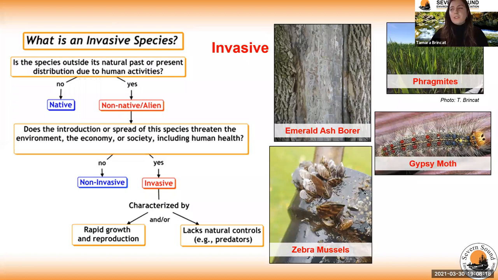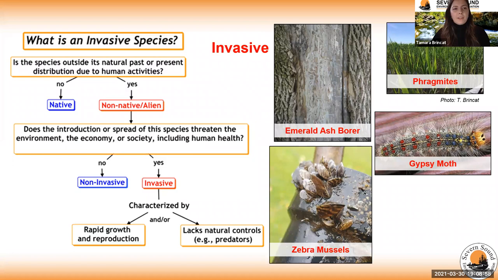So to give you some context, invasive species are any organisms that have been introduced outside of their natural or past distribution, and they threaten the economy, society, ecosystems, or human health in some sort of way. Some of the common invasive species that we see in Tiny and the surrounding areas include emerald ash borer, which is a beetle that affects ash trees, invasive phragmites, which is an aggressive wetland plant, zebra mussels, which you may already be familiar with, and of course the star of tonight, which is gypsy moth.